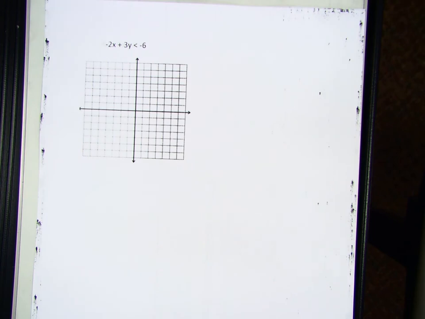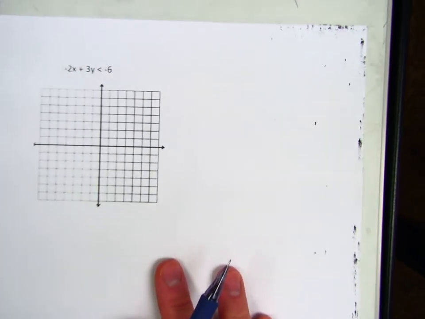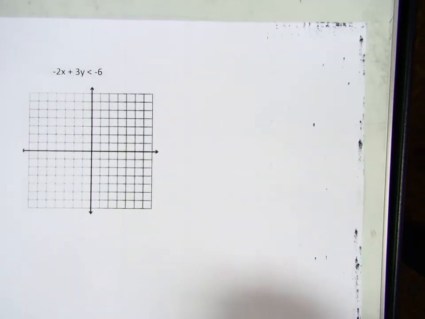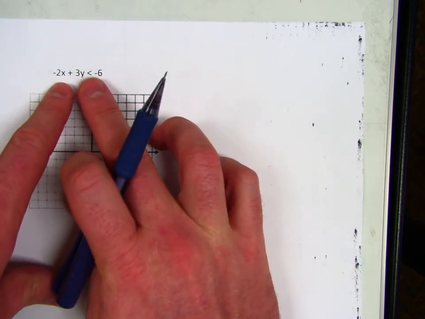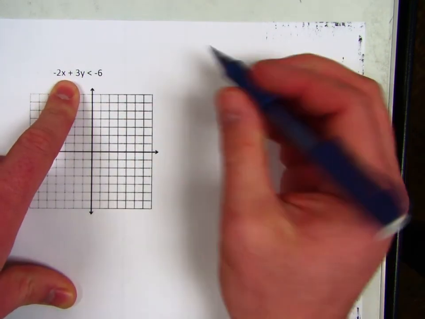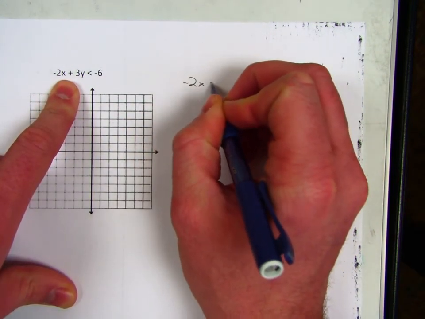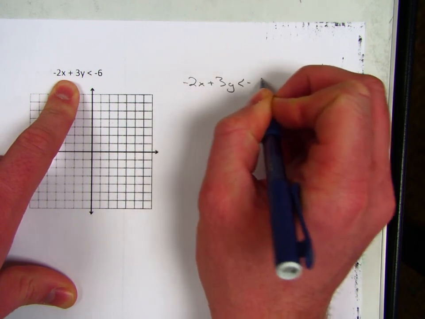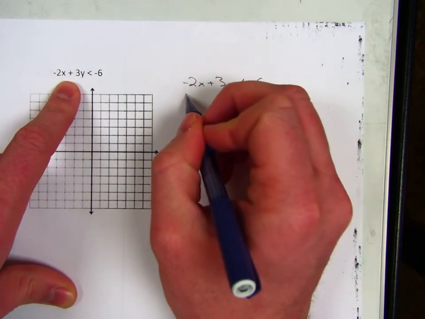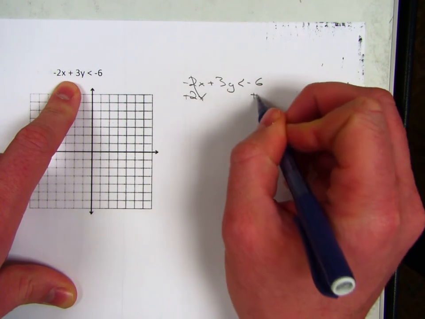Here's our next example. And what we see here is we know that our step one is to graph the boundary line. However, here, our inequality is not in slope-intercept form. It's in standard form. So I'm going to copy it over here, and I've got to solve for y. And so hopefully you're okay at this process.